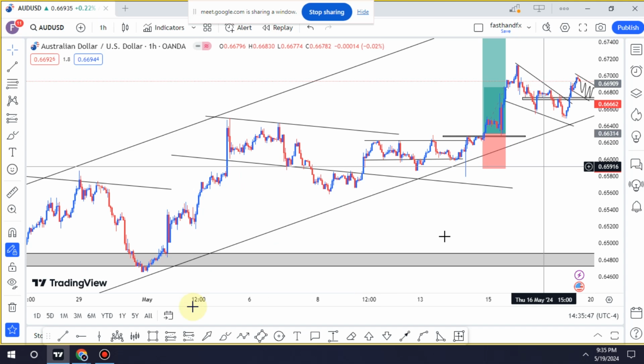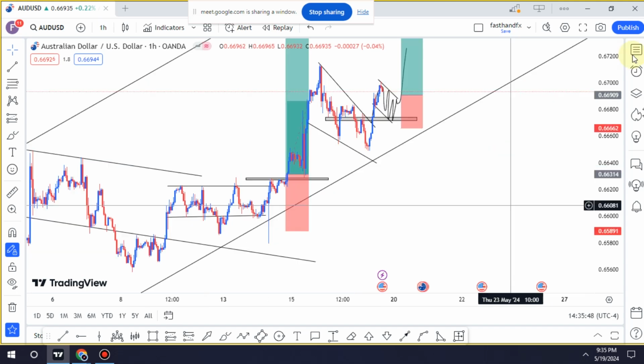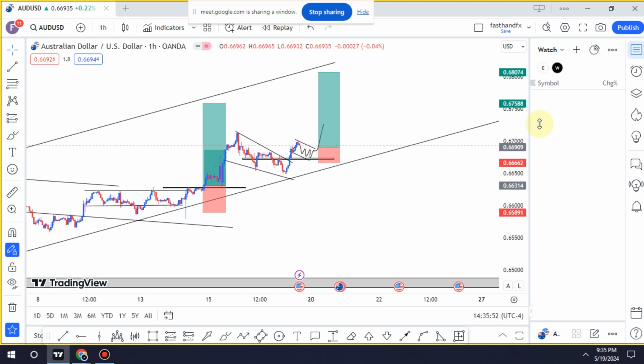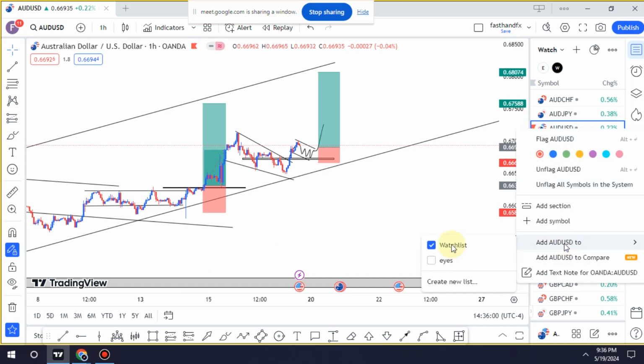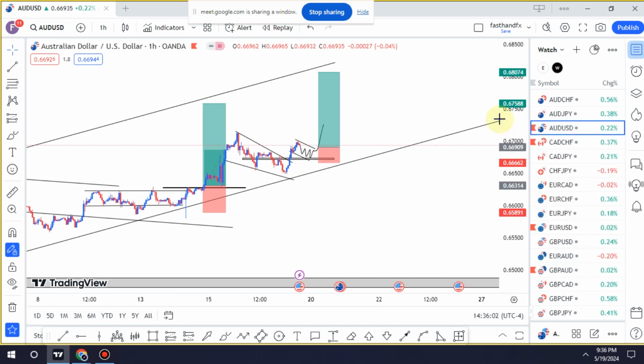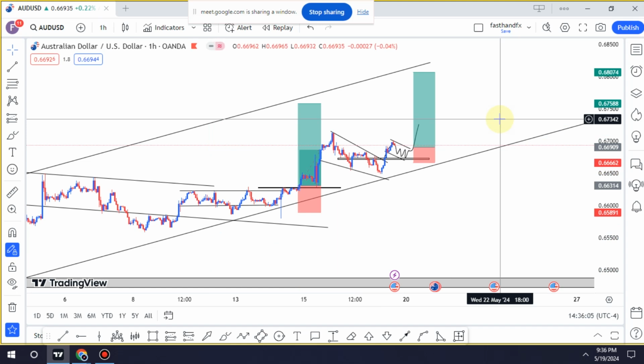Makes sense. So let me add this to my watch list. Now this is just based on the bullish market. So I want to look out for bearish market.